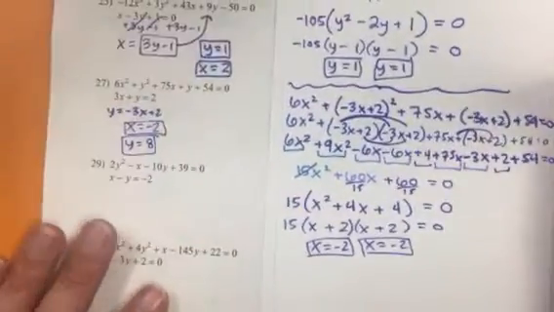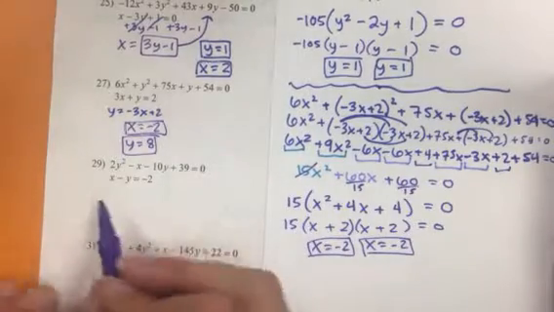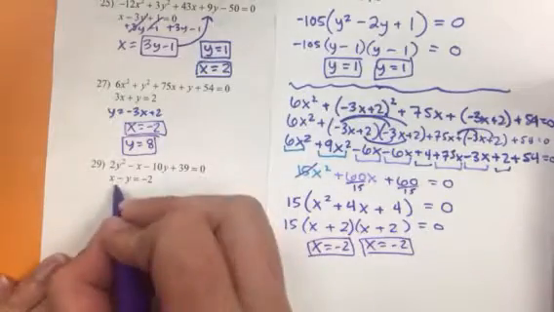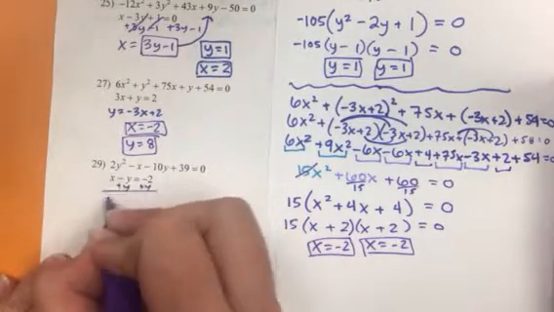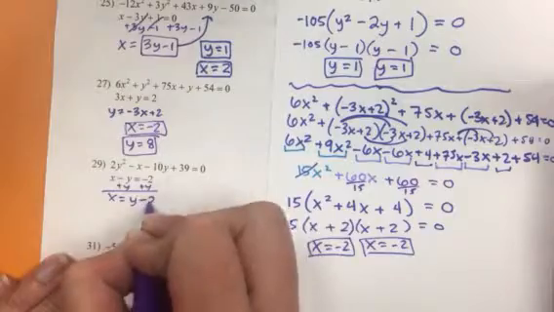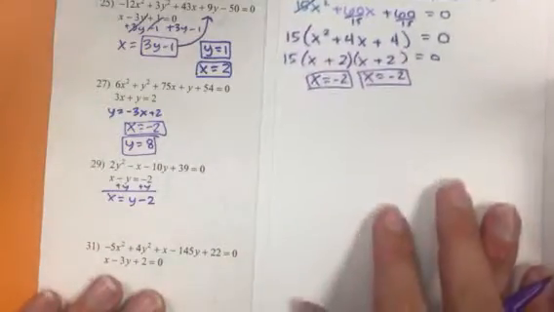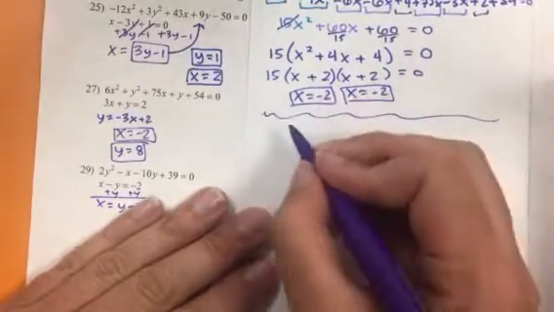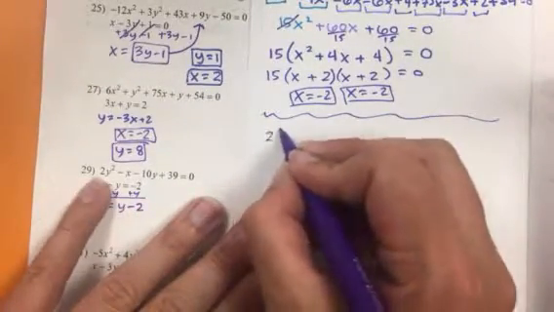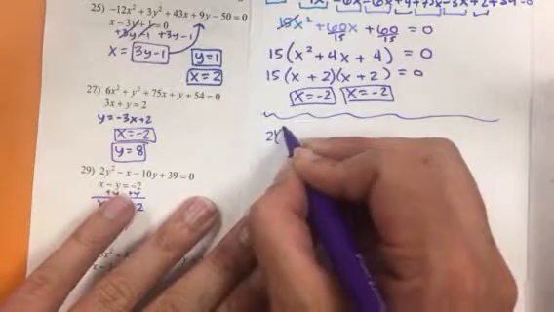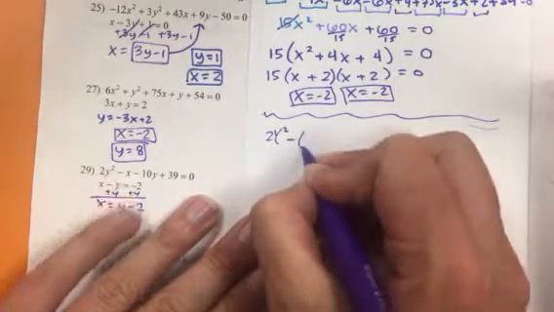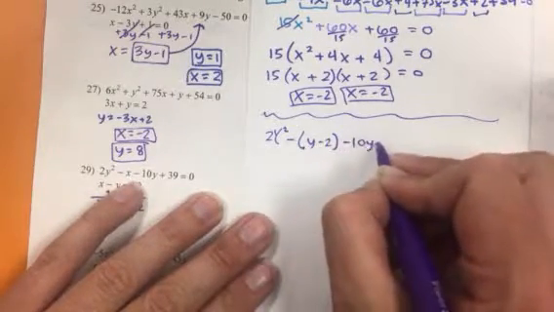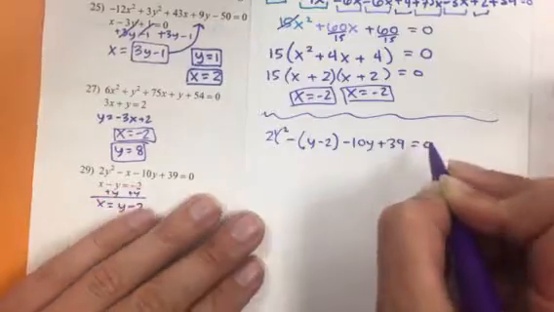All right, 29. I can solve for x or y. I'm just going to move the y over so I don't have to deal with the negative sign. X equals y minus 2. So when I plug it in, I get 2 times y squared minus y minus 2 for the x minus 10y plus 39 equals 0.